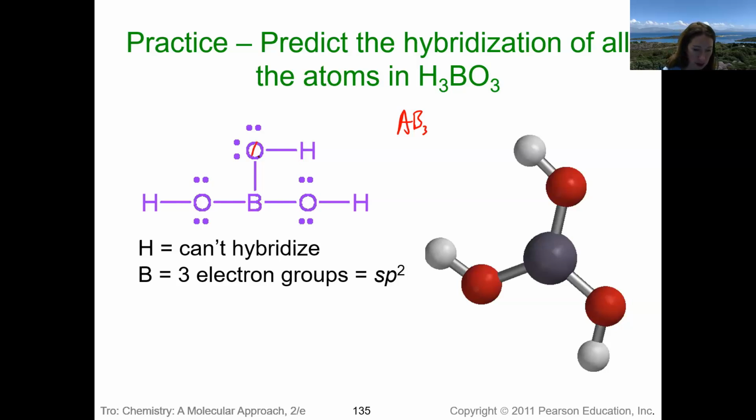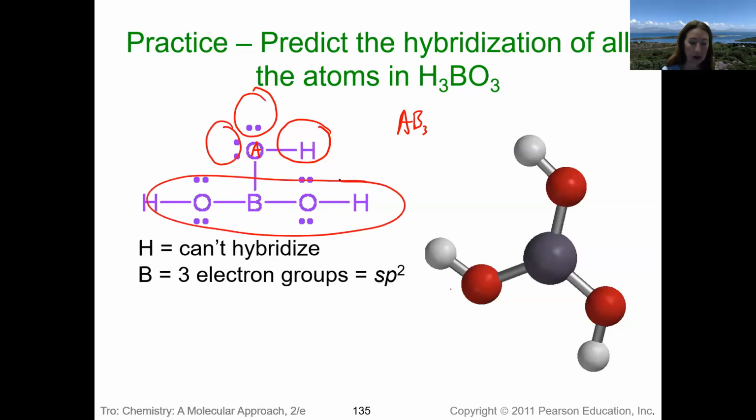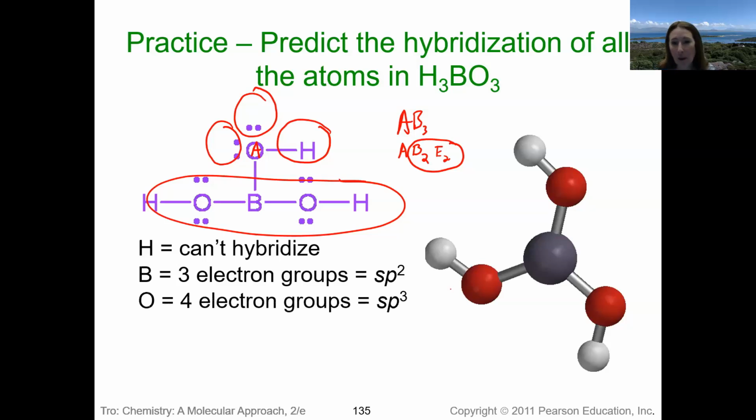Now let's look at oxygen. Let's just do this oxygen. So here's our A, B, E, E, B. That's A, and I know sometimes we use X's, I just use B's for bonded atoms. B2, E2. There's 4 total things, right? So when we go into our electron groups, there's 4 electron groups. Yes, it's AB2E2 bent, but there's still 4 things attached to it. So that's s, p, p, p, sp3, right? So you never need to memorize hybridization. All you need to know is electron groups.